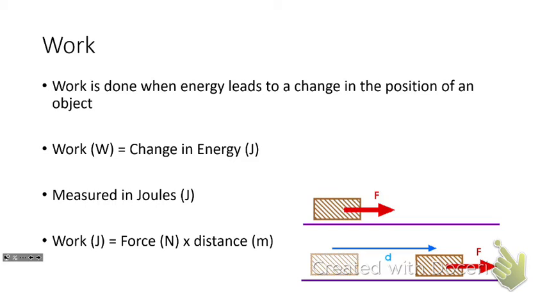And this brings us to work. Work is done when energy leads to a change in the position of an object. You have to invest energy to move things. This marker is not just going to move by itself. I need to put energy there. Work will be on your formula sheet, so you don't need to remember it, but know that work is change in energy. These are both measured in joules. And work is equal to force times distance.